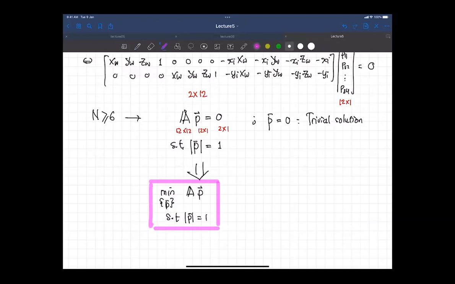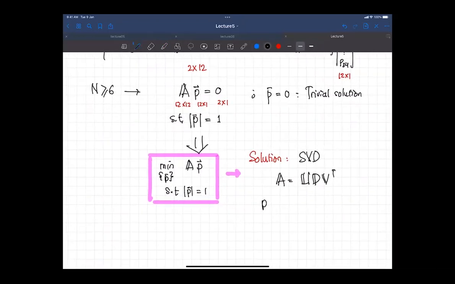And what is the solution of this then? What would be the solution? Using? Yeah, using SVD. If you use SVD, A equals U D V transpose, and P is what? P is? Yeah, the last row of V transpose. So that's the solution for this problem. That's how you do the calculation.